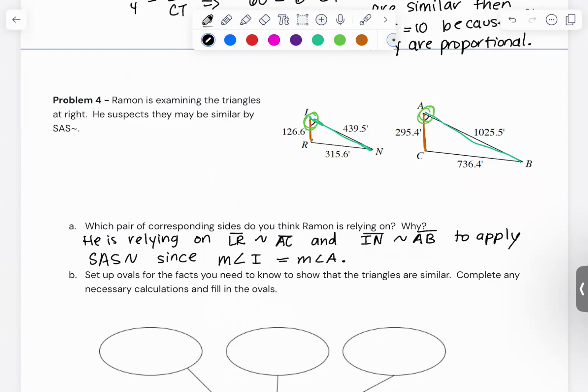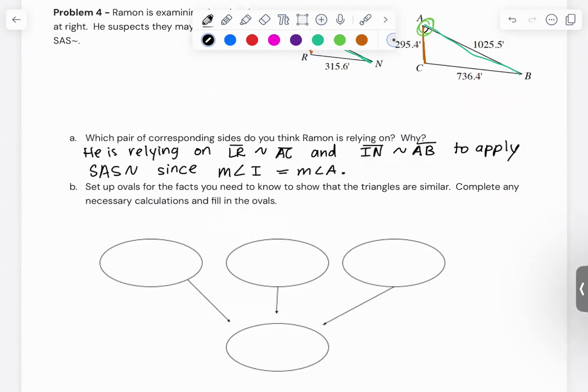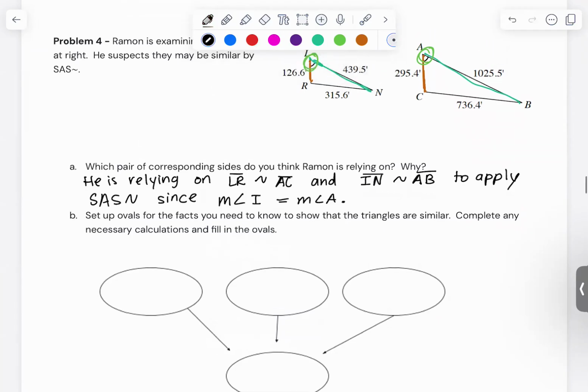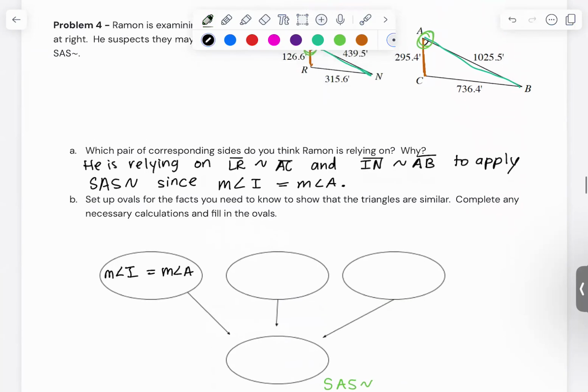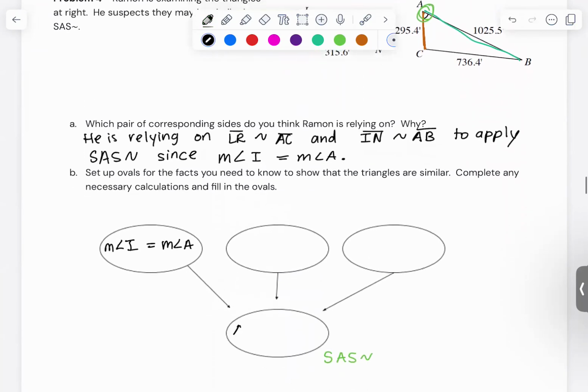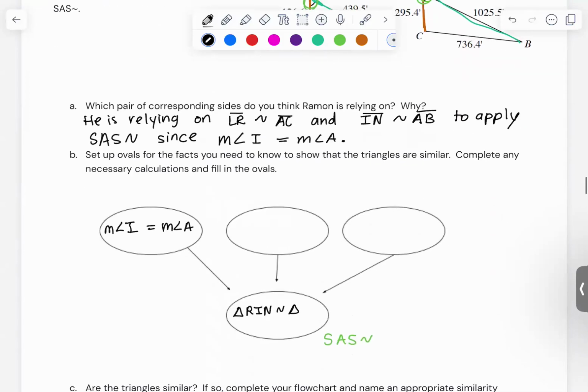Pretty straightforward. Okay, so to fill in our oval, again, we need to state our facts. So our facts for sure is that the measure of angle I equals the measure of angle A that was given to us. If you want to go ahead, you can actually fill in the bottom. We are trying to prove this by using side angle side similarity. And we are trying to prove that triangle RIN is similar to triangle CAB.